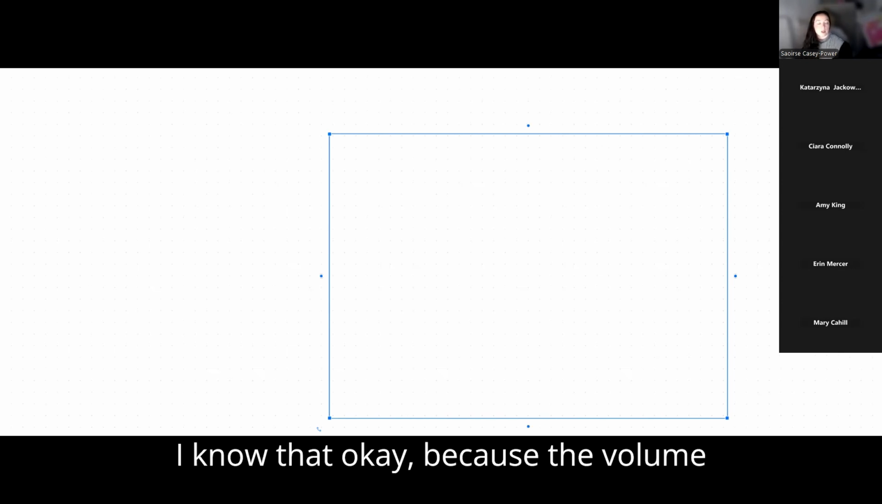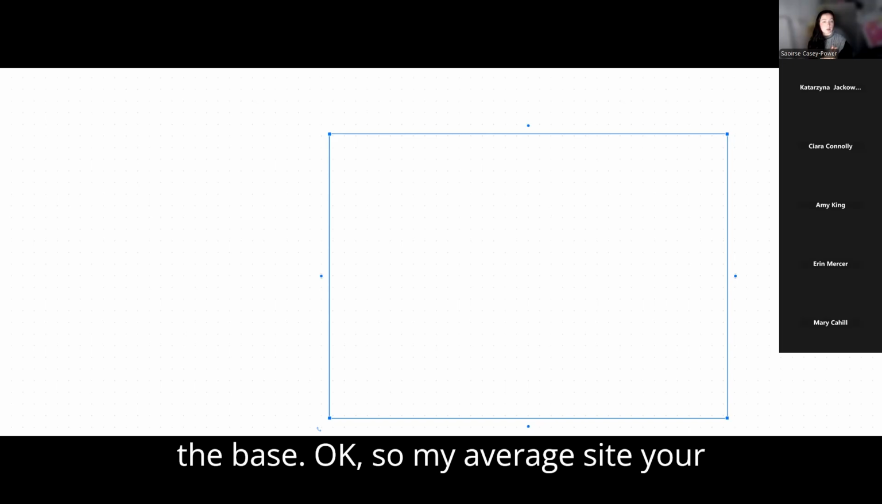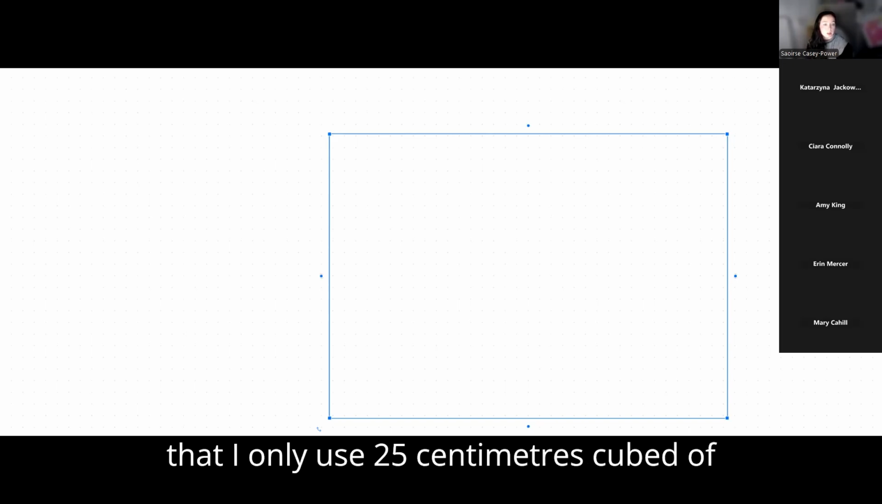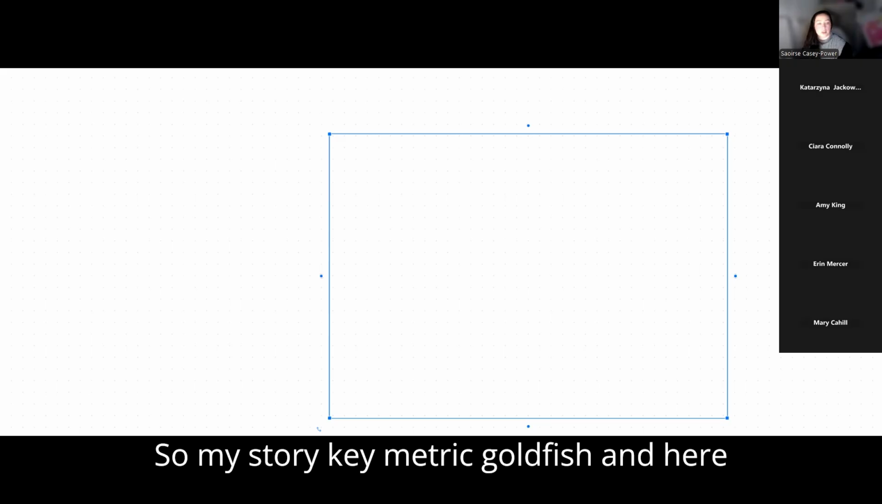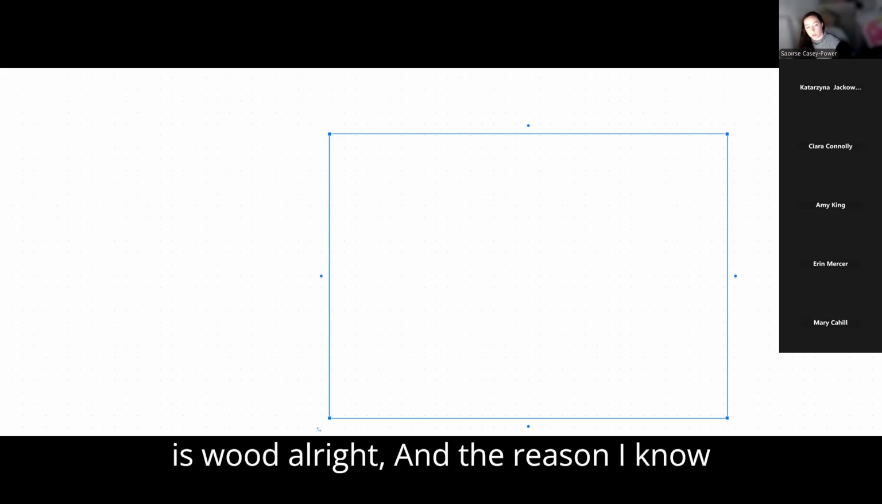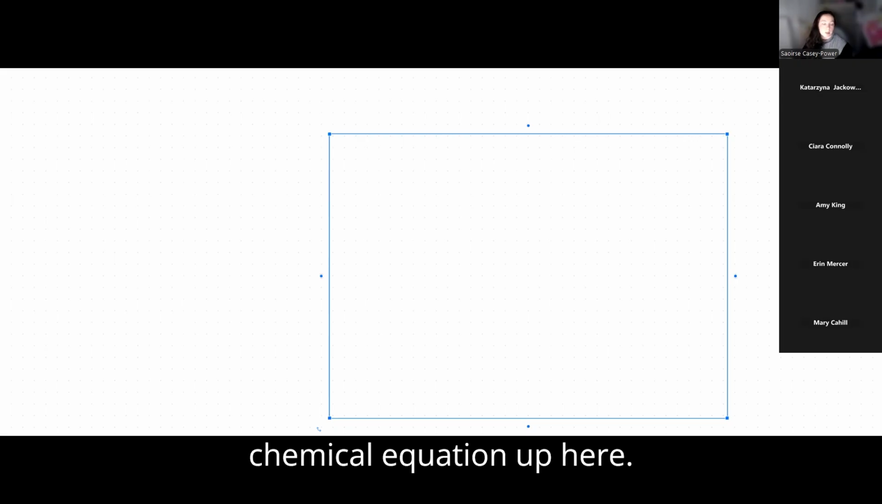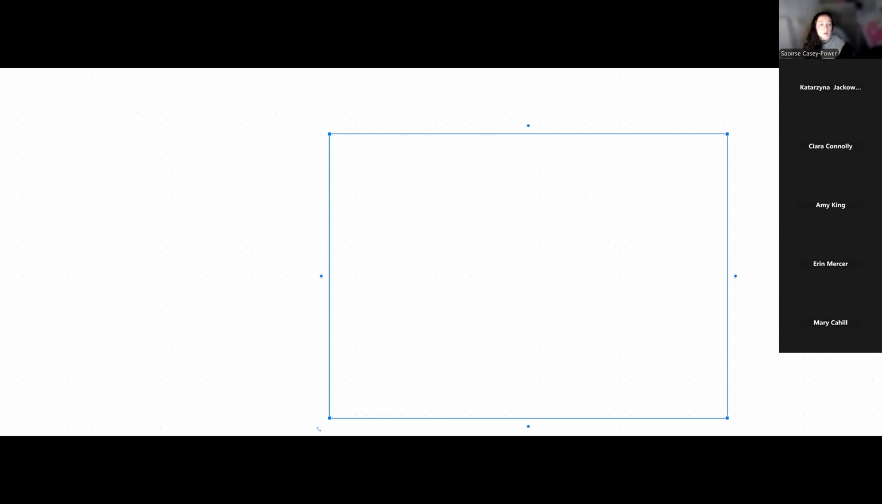I know that because the volume that's listed up here is for the base. So my average titer value must be for my acid, because I know that I only used 25 centimeters cubed of my base. So my stoichiometric coefficient here is 1. The reason I know that is by looking at my balanced chemical equation up here. Can everyone see that that is a 1:1 reaction?